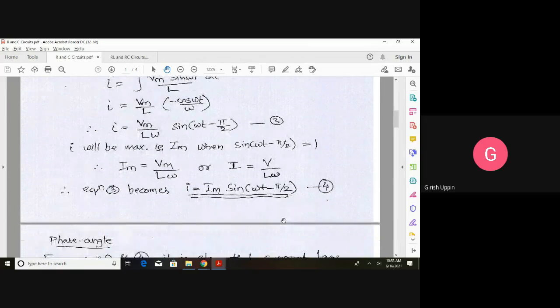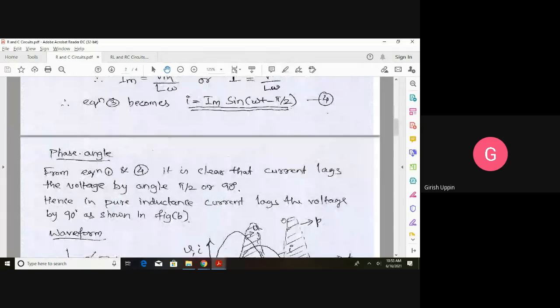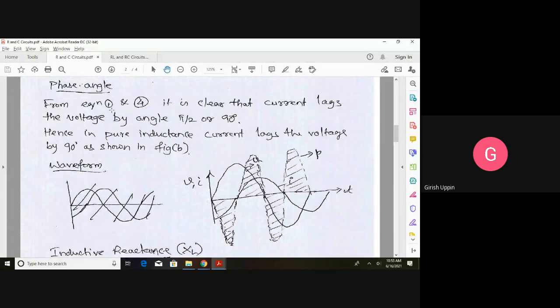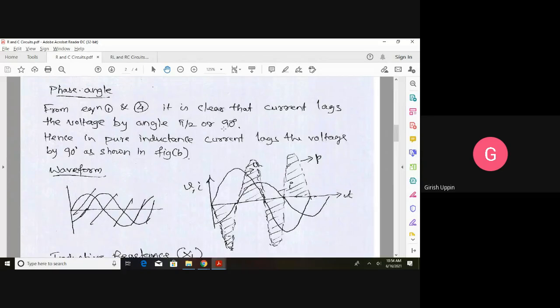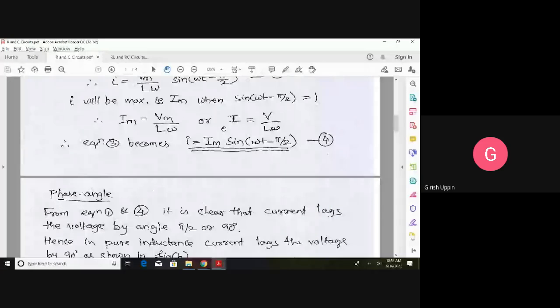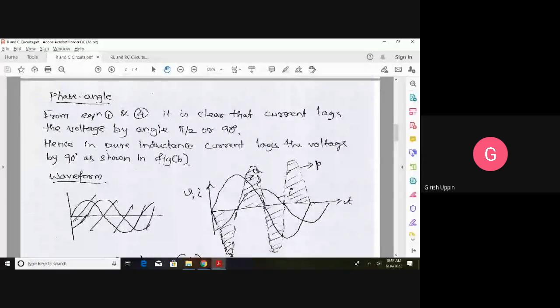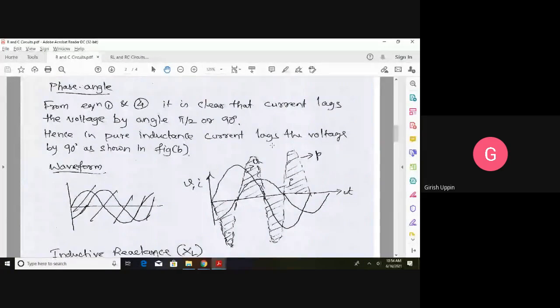If you draw the waveform, the phase angle from equation 1, that is V is equal to Vm sin omega t, and equation 4, that is I is equal to Im sin omega t minus pi by 2. So it is clear that current lags the voltage by angle pi by 2 or 90 degree. Why lags? You see minus pi by 2. It is lagging, the current is behind the voltage. Means after we apply the voltage to the inductor, it takes 90 degree or pi by 2 for the current to start.